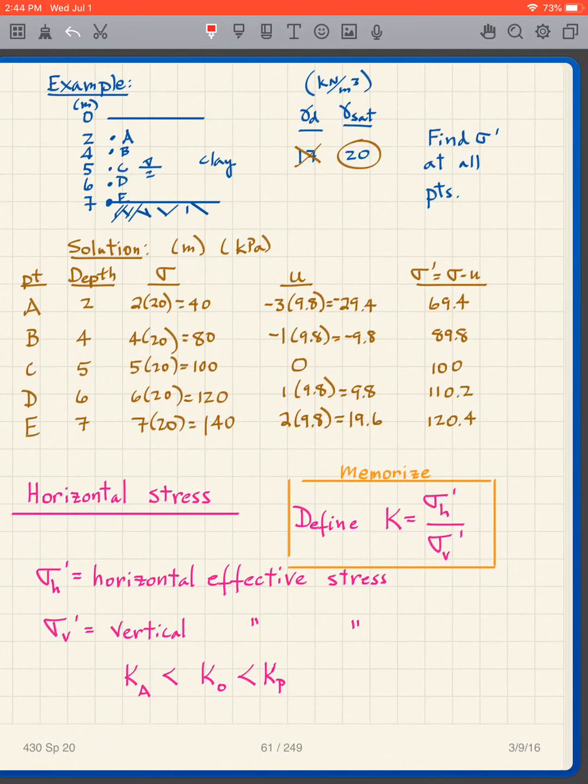So I have A, B, C, D, E right there. These are the depths of each of those points. Notice that my water table is at 5. So, but let's look at what I have. Well, at 2 meters, I have 2 times 20, 4 meters, 4 times 20, 5 meters, 5 times 20, 6 meters, 6 times 20, 7 meters, 7 times 20.